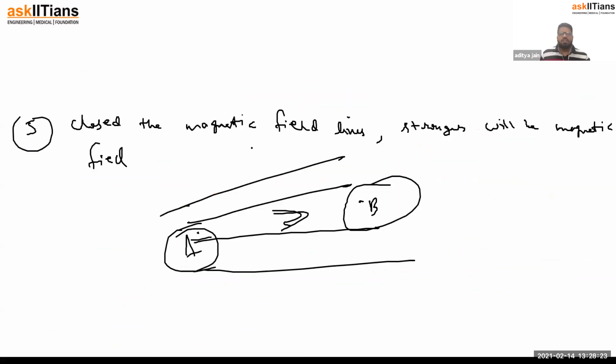Clear? Then we have seen the sixth, not fifth. This is the sixth property: the closer the magnetic field lines, the stronger the magnetic field will be. So I hope the magnetism, magnetic field and magnetic field lines, everything is clear.